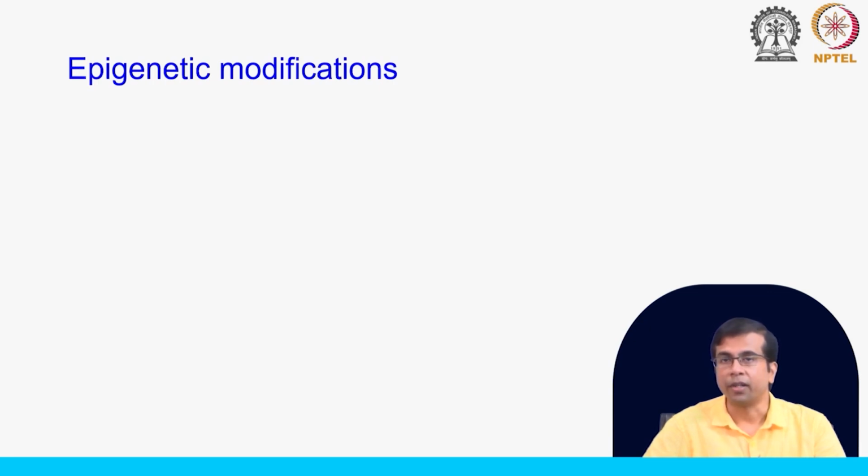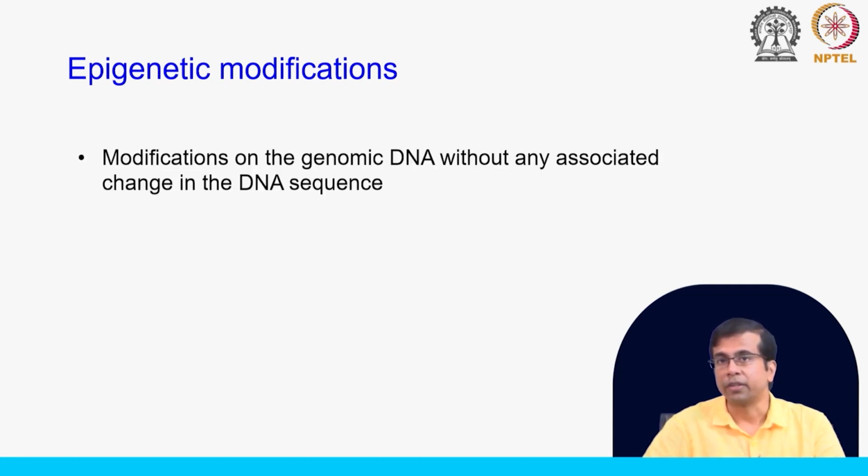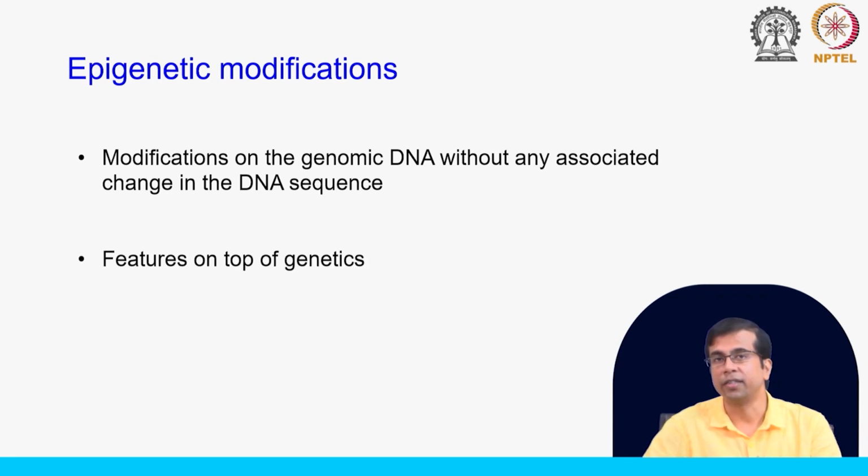So, let us now start with epigenetic modifications. What are epigenetic modifications, and what are the different types? That is something I will introduce. Epigenetic modifications are modifications on the genomic DNA that are not associated with any change in the DNA sequence. These modifications would not change the ATGC bases, they simply add something extra to the genomic DNA, and that is why it is called epigenetic. These are features on top of genetics, on top of the genomes.